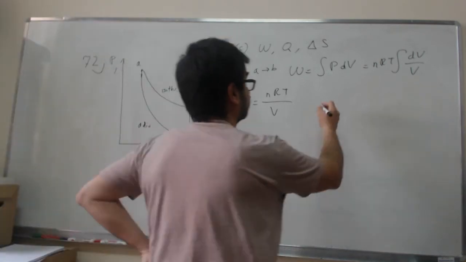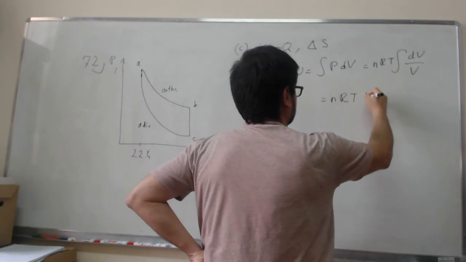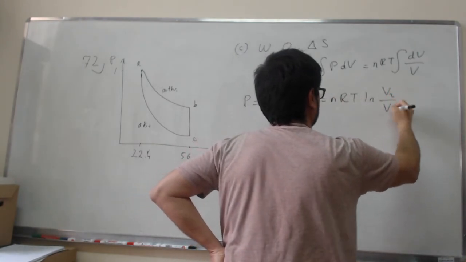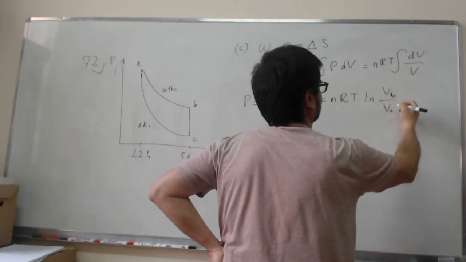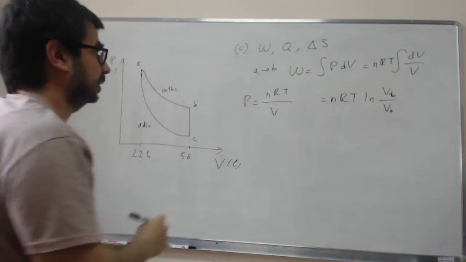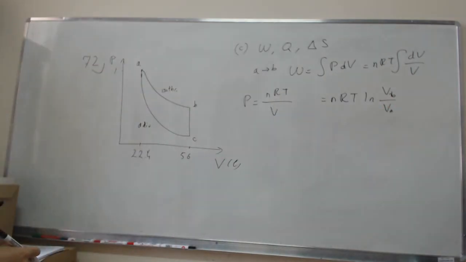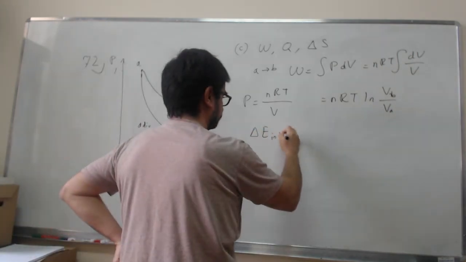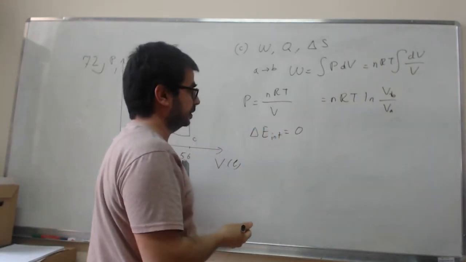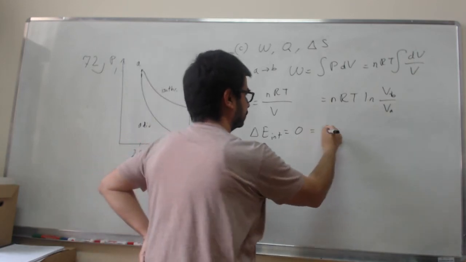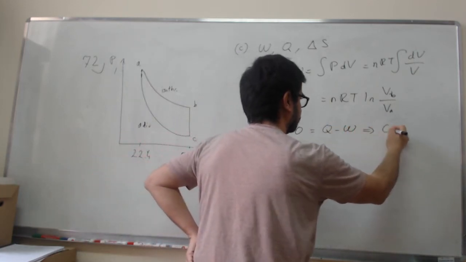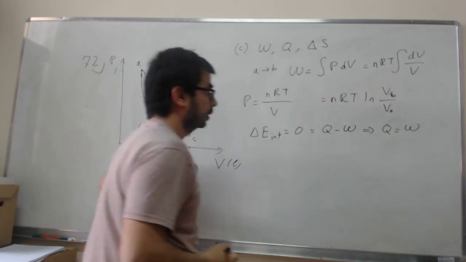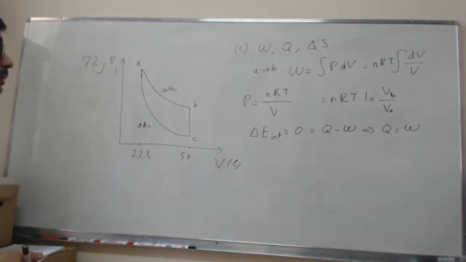This is going to be nRT ln(VB/VA). Maybe it's the other way around. I'm not really sure, but this is something we can calculate. So the work done is given by this. Because this is isothermal, the change in internal energy is 0, because this is an ideal gas. But this is just Q minus W, so Q is just W. And W we calculated, so you already know the heat as well.